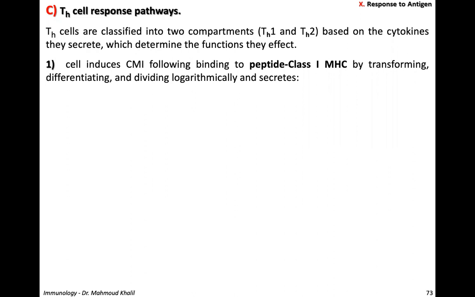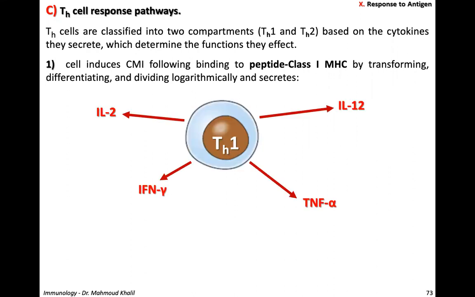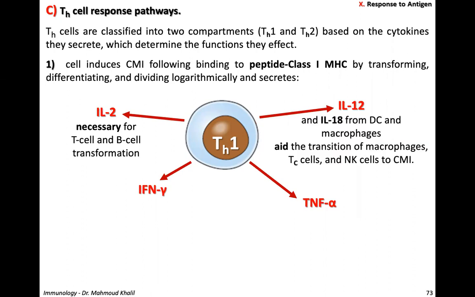So if we go closer into T helper 1, we can see that it majorly secretes 4 cytokines: interleukin 2, interferon gamma, TNF alpha, and interleukin 12. And of course, interleukin 2, as we said before, is necessary for T cell and B cell transformation, while interleukin 12, together with interleukin 18 from dendritic cells and macrophages, aids in the movement of the macrophages, the TC cells, the NK cells, and promotes these cells to undergo cell-mediated immunity.